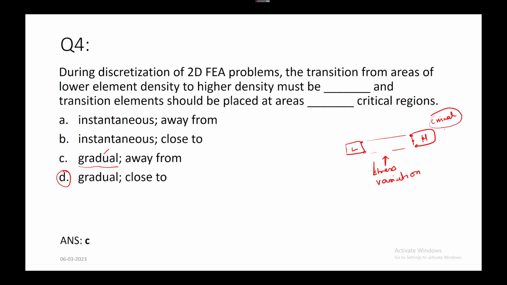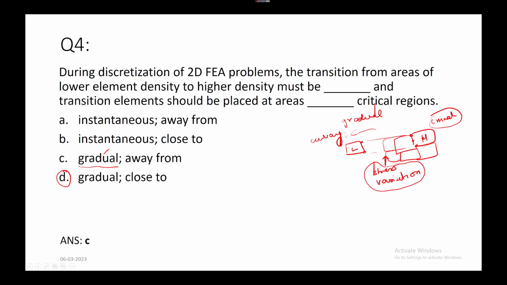If the gradient is already high, this variation will also affect the gradient. So what we are trying to do is shift this stress variation as far as possible from the critical area. So we place more higher order elements near the critical area, and only far away do we place the transition to the lower order. Again, this should be gradual. The change should be gradual and it should be away.